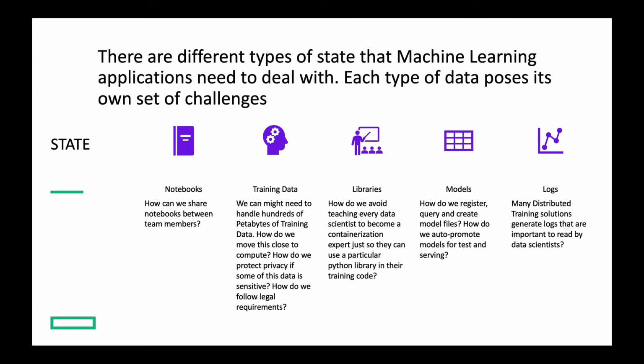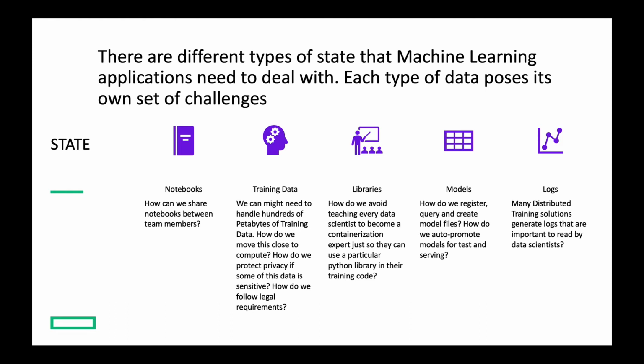Training data is probably the key type of data. We work with customers doing self-driving cars that have sensor data that's multiple hundreds of petabytes. This presents a raft of challenges. Some of the questions you really have to ask about training data are: how do we move this data close to compute? Or how do we move compute rather close to the data? Because it's very hard to move the data around. How do we protect privacy if some of this data is sensitive? How do we follow legal requirements?